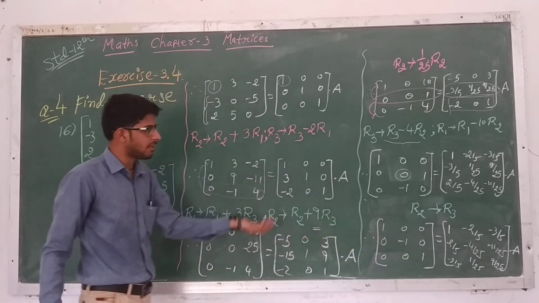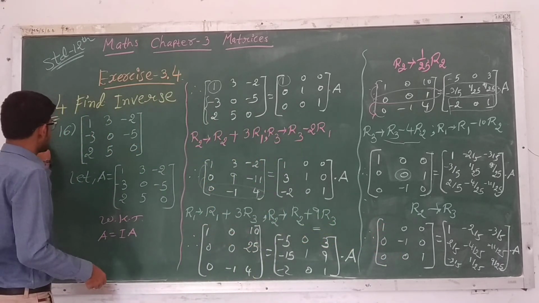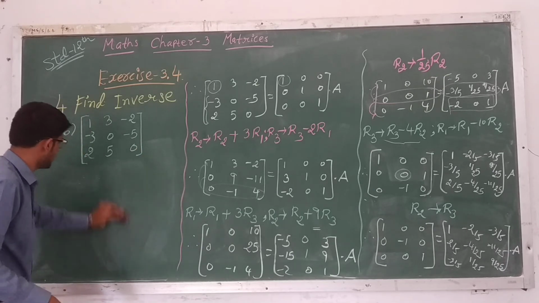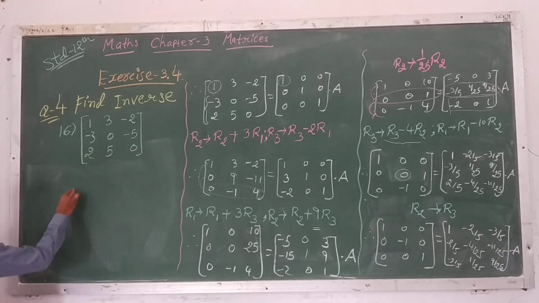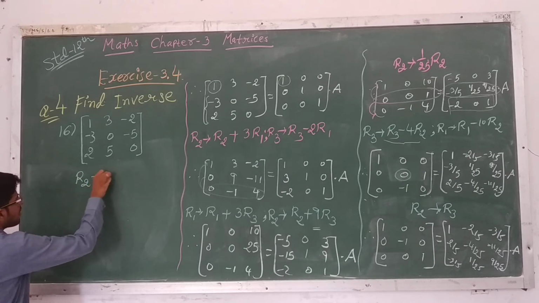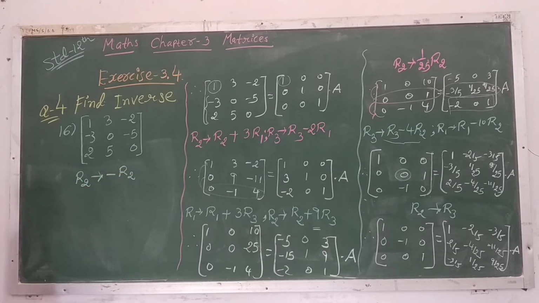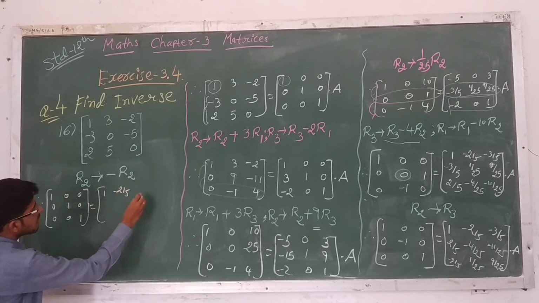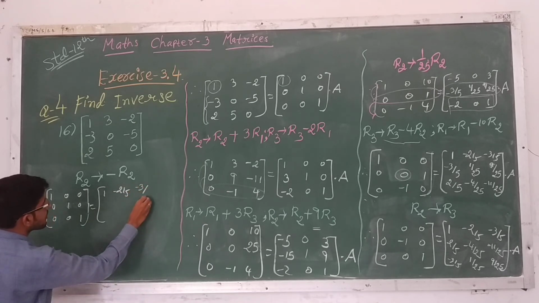Last, here we have to make plus 1. So simply we have to multiply the second row by minus 1. So what happened? The last step will be, write down R2 multiplied by minus 1. So therefore the first and third row there will be no change. 1 0 0, here 0 1 0 and 0 0 1 is equal to, here again the first and third row there will be no change. So 1 minus 2 by 5 minus 3 by 5.